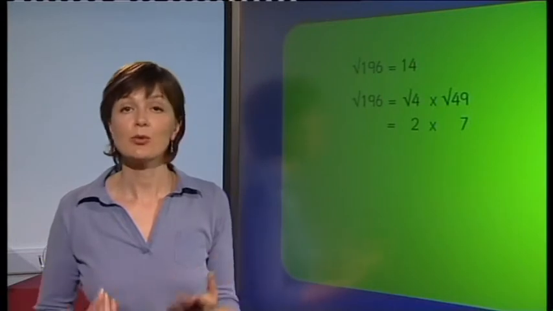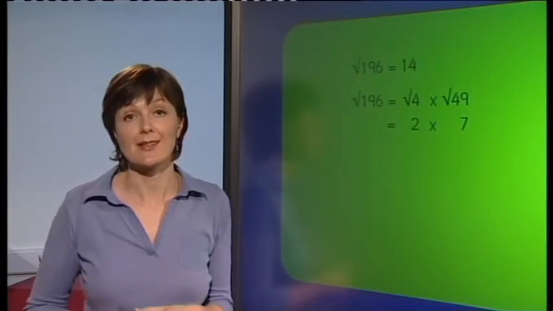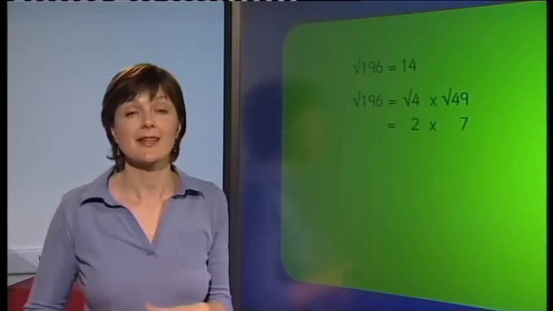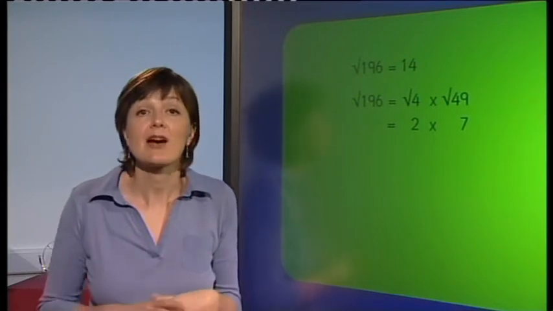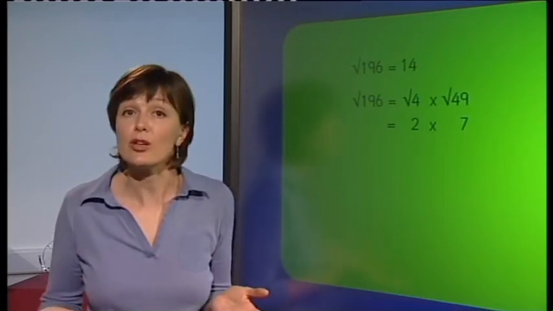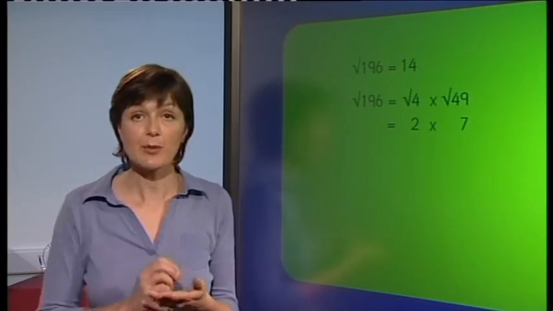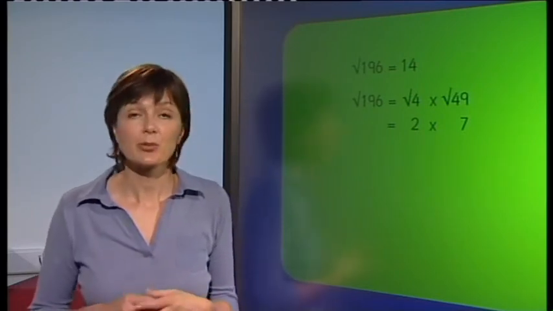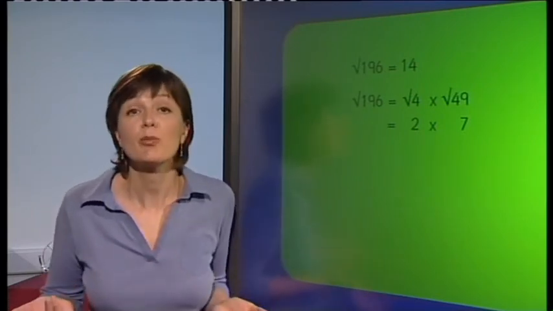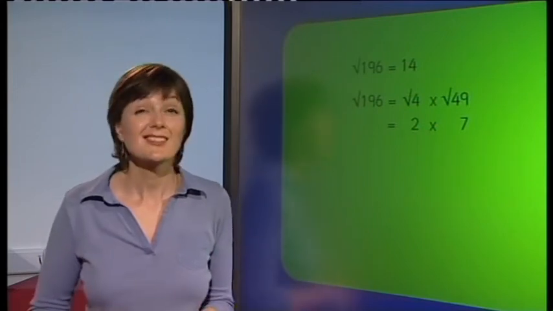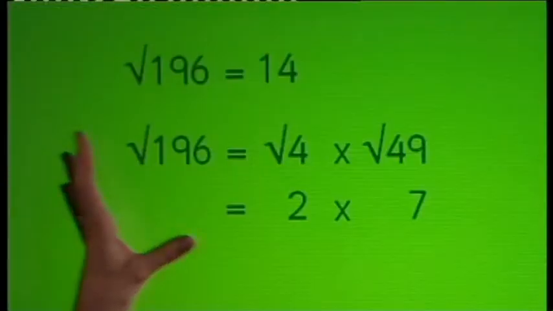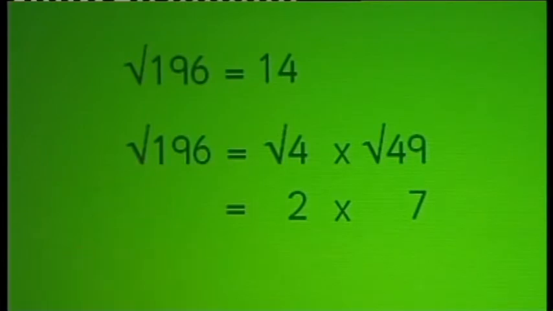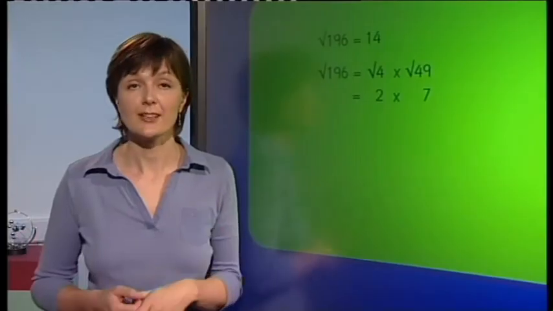Now, I said that it wouldn't matter if you used a calculator to help in the factorising, but let's be realistic. Calculators have a button that takes square roots for you. All you need to do is type in 196 and press the square root button, and out will pop 14. So you'd really only be doing this square rooting if the question said you couldn't use a calculator.